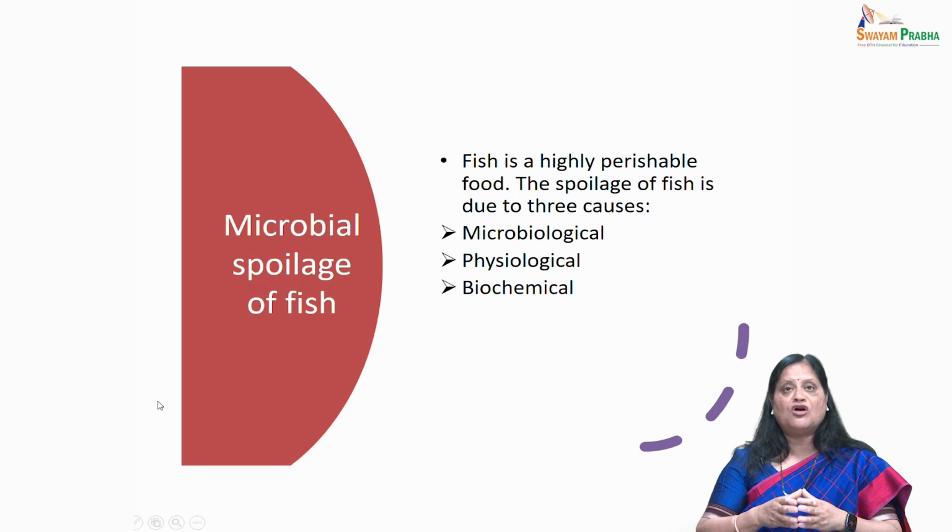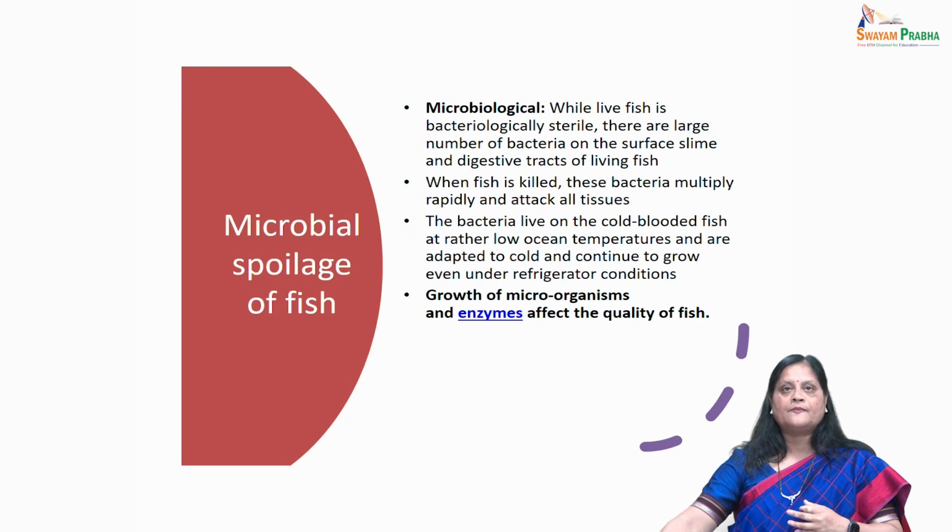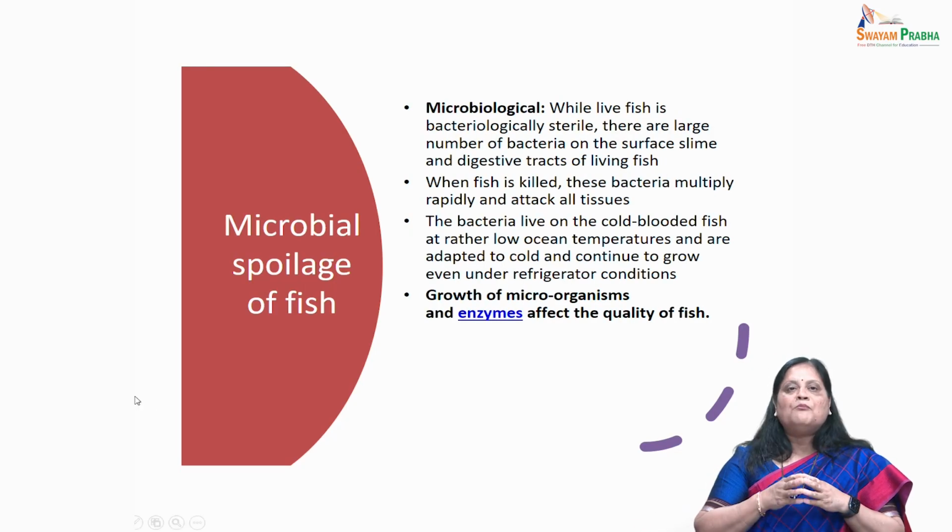Microbial spoilage of fish. Fish is a highly perishable food. The spoilage of fish is due to three causes: microbial, physiological, and biochemical. Let us understand microbial spoilage of fish.